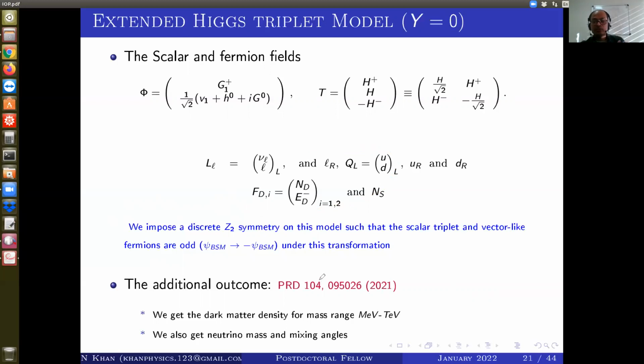Here the dark matter is the neutral particle, okay. And in this model, in the presence of this fermion, you can get feebly interacting massive particles from keV to TeV region, okay. And you can also explain the neutrino mass in this model, through the radiative seesaw mechanism, okay.